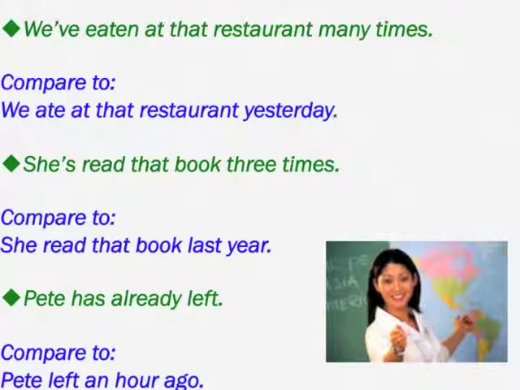Another example, Pete has already left. Do we know when Pete left? No. We just know he isn't here. Compare that to Pete left an hour ago. We know when Pete left. That's why we'll use simple past.